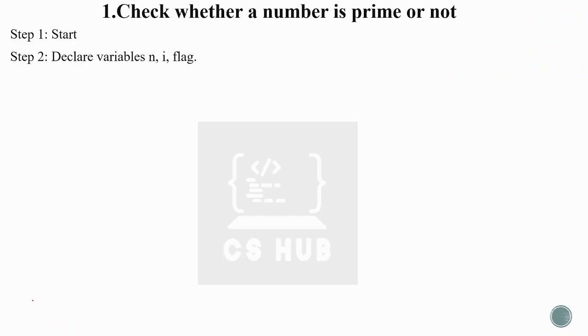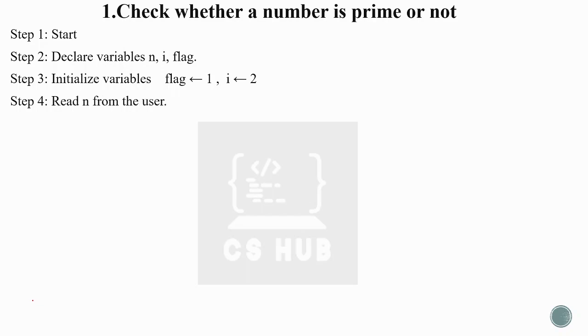Declare variables. We need three variables, mainly n, i and flag. Initialize the flag. Initially flag is set to 1. Our loop variable i is set to 2. Then read n from the user. We need to read a number from the user and check whether that number is prime or not, and that number is stored here in n.